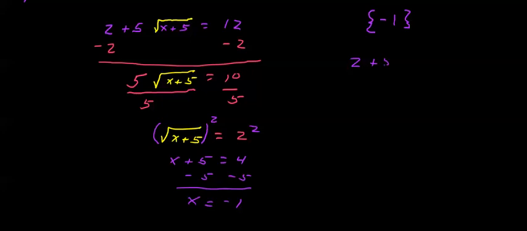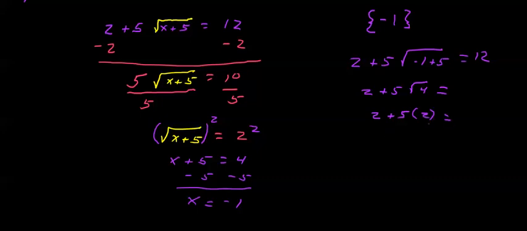2 plus 5 square root of negative 1 plus 5 equals 12. 2 plus 5 times the square root of 4. 2 plus 5 times 2. 2 plus 10. 12 is equal to 12. It checks. All right, that's all there is to it. All right, let's look at our next one.